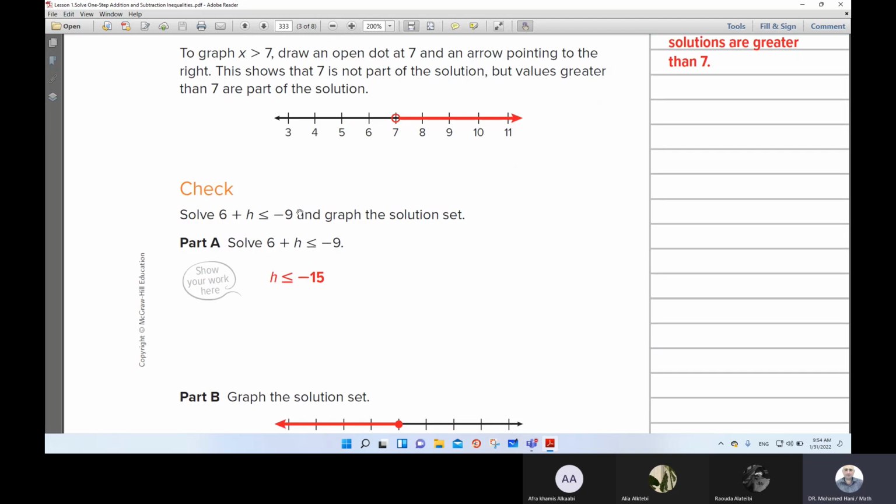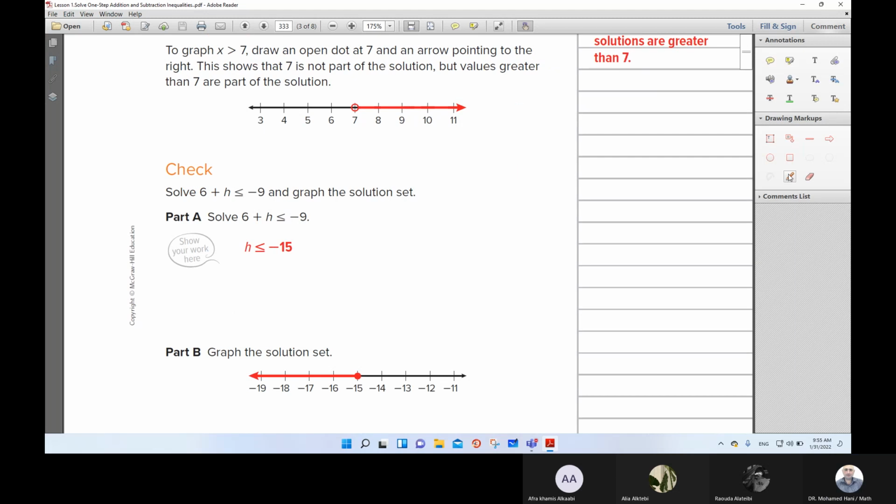And for example here, we have this inequality. Solve 6 plus h less than or equal to -9. At the first, we want to remove the constant to keep the variable alone on the same side.